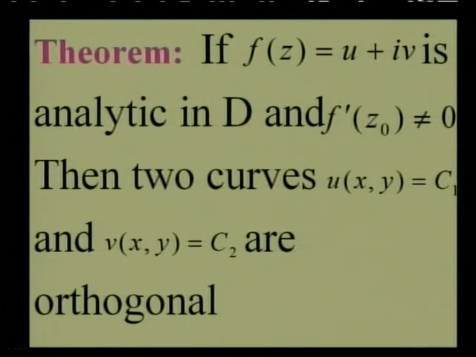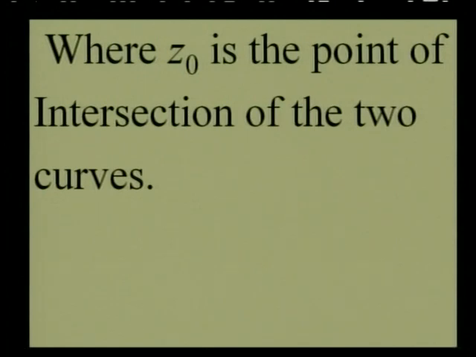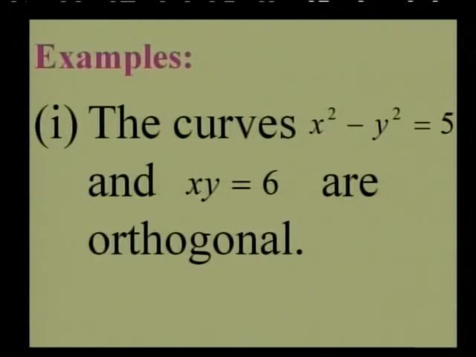I repeat, function f(z) equal to u(x,y) plus i v(x,y) is analytic in D. Then the curves u(x,y) equal to C1 and v(x,y) equal to C2 are orthogonal if f dash z0 is not 0, where z0 is a common point of both the curves, u equal to C1 and v equal to C2. Next slide. Where z0 I already mentioned.